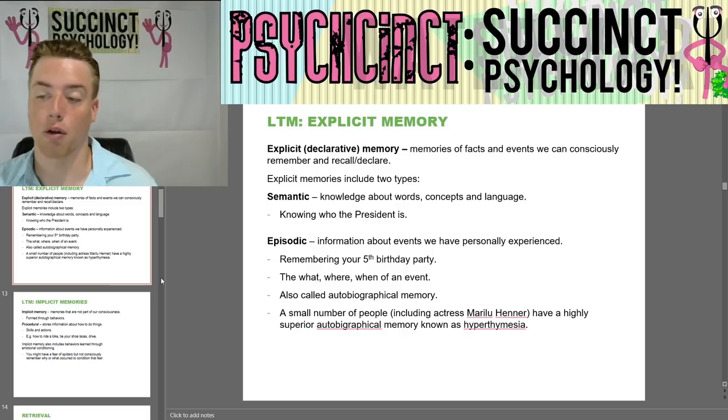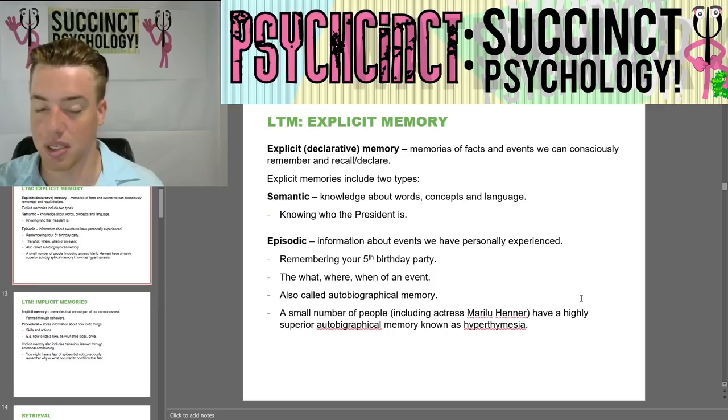And a small number of people, including actress Marilu Henner, have a highly superior autobiographical memory known as hyperthymesia.